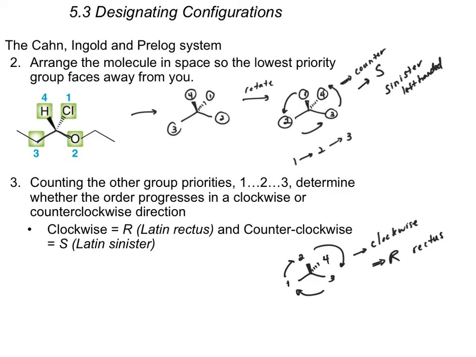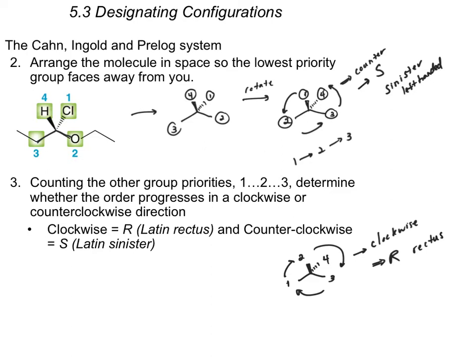We identify our chiral center. We prioritize the groups according to decreasing atomic mass. We manipulate the molecules so that 4 goes into the board, and then we see, in going from 1 to 2 to 3, are we going in a clockwise direction or in a counterclockwise direction, okay? So it seems fairly simple, right?